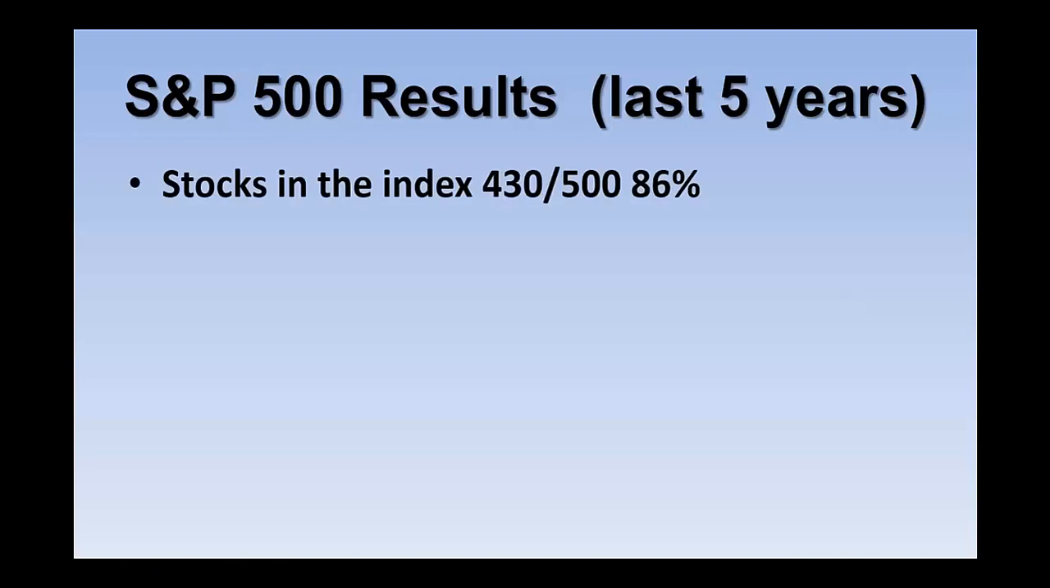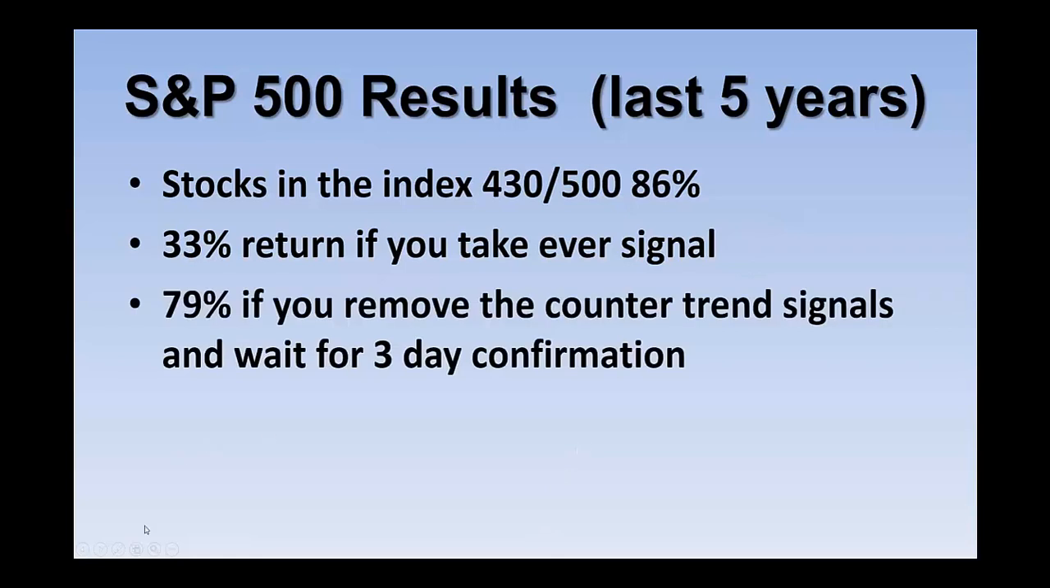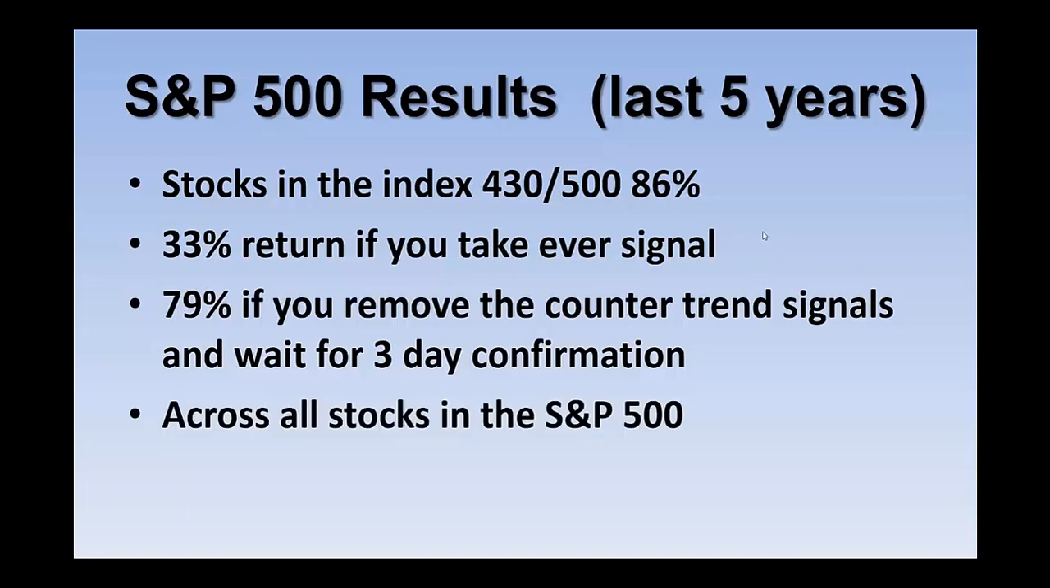All right. S&P 500 results over the last 5 years. It has worked on exactly 430 of the 500 stocks in the S&P 500, which is a hit rate of about 86%. That's pretty good. Now, if you had taken every single signal, the long, the short, the long, and then the short, in other words, every single trade that you would have done on that one.